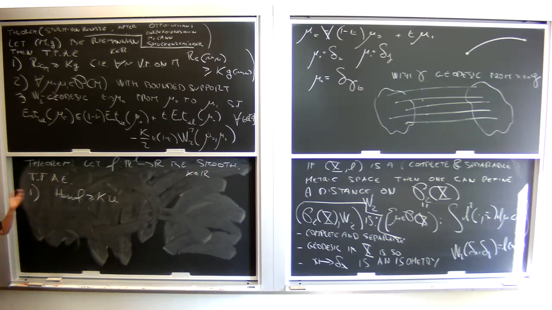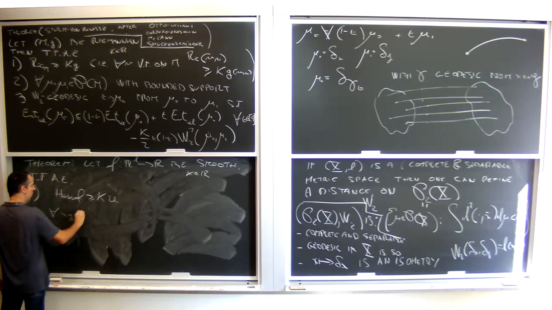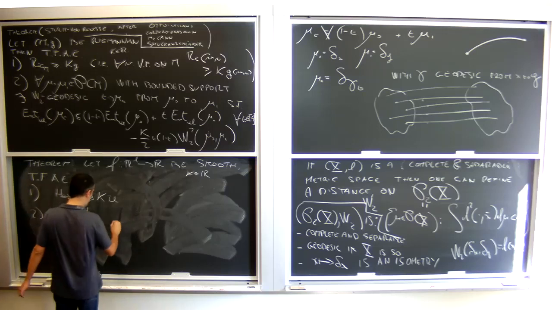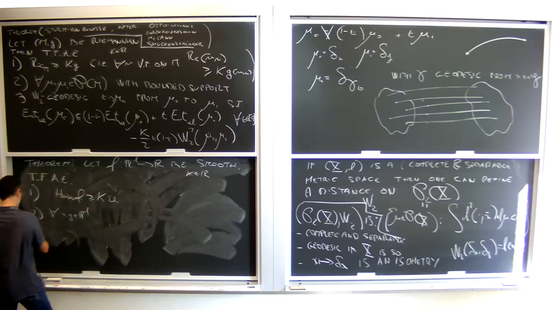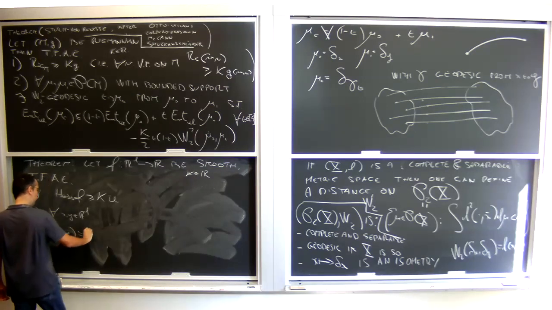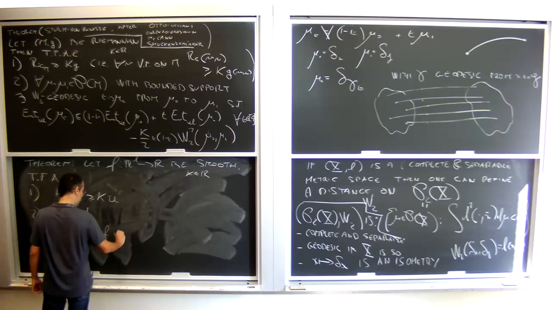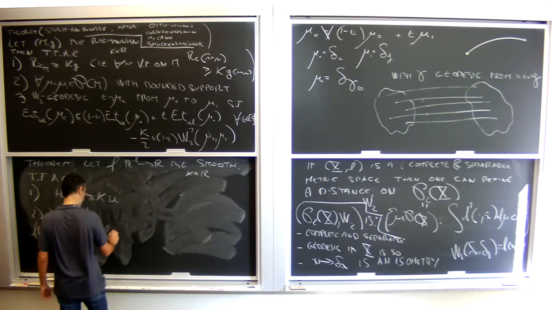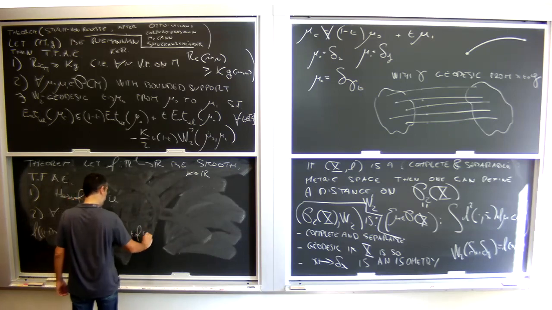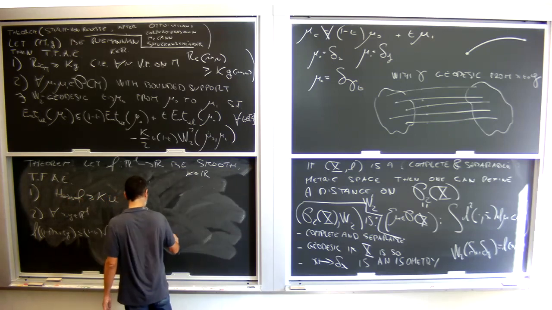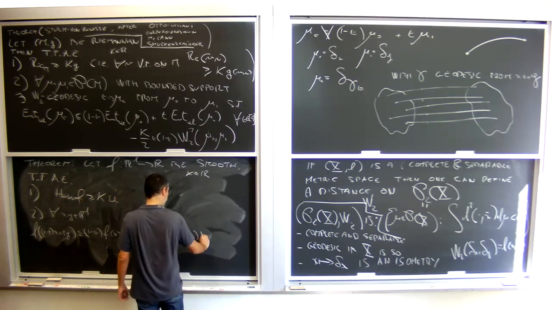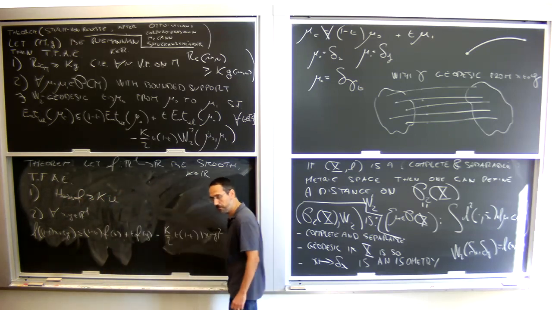The Hessian is a symmetric tensor, so it makes sense to say this. And two, for every x and y in R^d, we have the convexity inequality. That is to say, f at the t intermediate point between x and y, so that should be (1 minus t) x plus t y, should be less or equal than (1 minus t) f of x plus t times f of y minus k over 2 t (1 minus t) times the square of the distance between x and y.